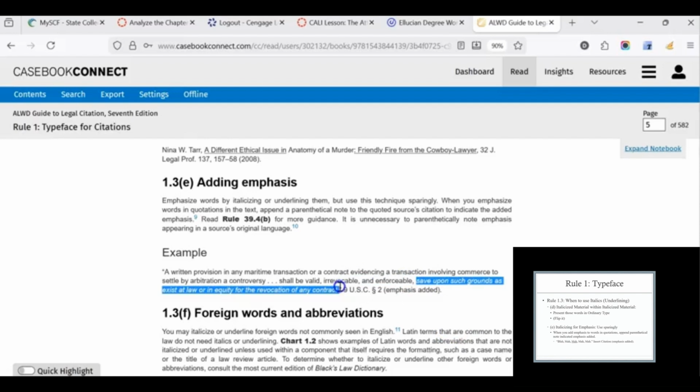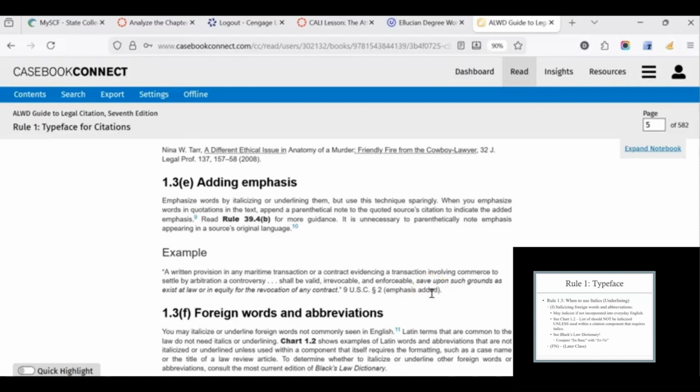So if you notice here on that fourth sentence, it says, upon such grounds as exist at law or in equity for the revocation of any contract. So they wanted you to pay attention to that part of the quote, so they italicized it. So the correct rule says you have to italicize it or underline it, and then you have to add emphasis added at the end so that the reader knows that you did that intentionally, not that it came that way.